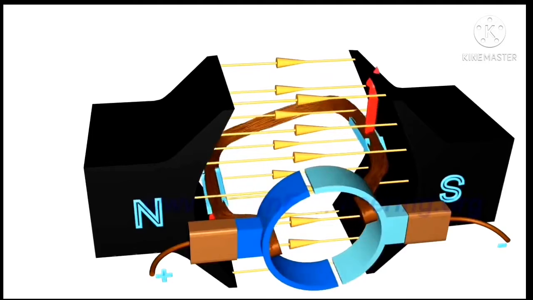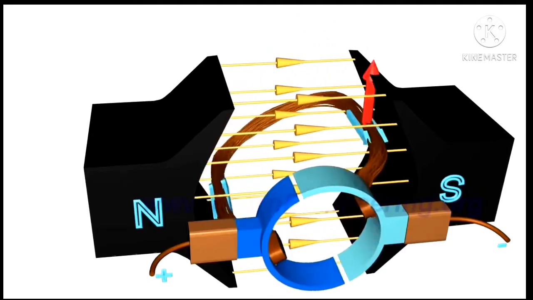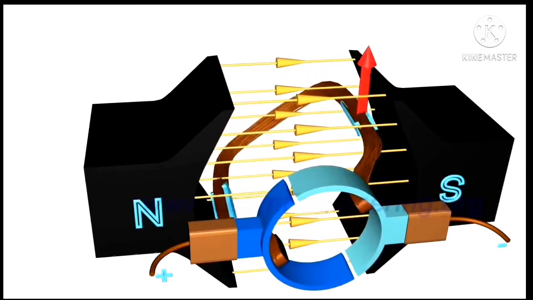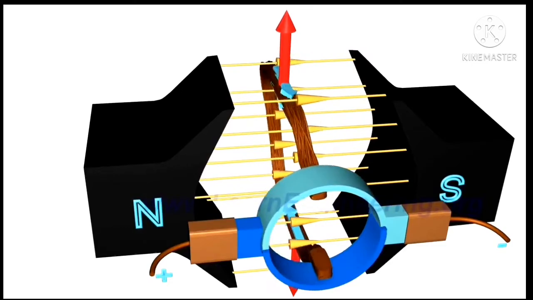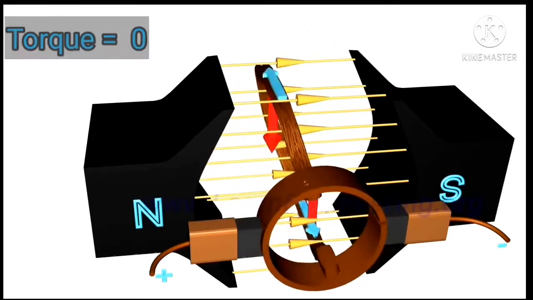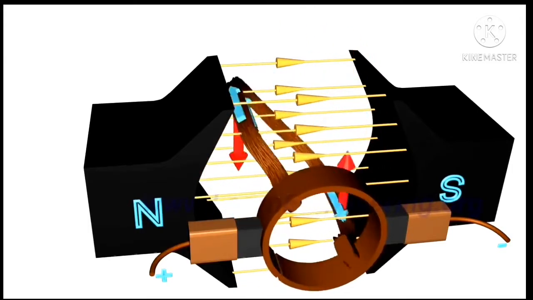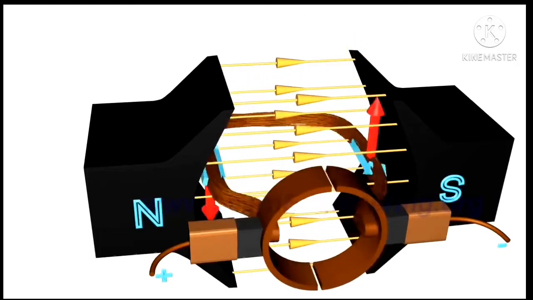This ensures that the torque action is also in the same direction throughout the motion, so the coil will continue rotating counterclockwise. But if we observe the torque action closely, you will notice that when the coil is nearly perpendicular to the magnetic field, the torque action is equal to zero. As a result, there will be an irregular motion of the rotor if you run such a DC motor.